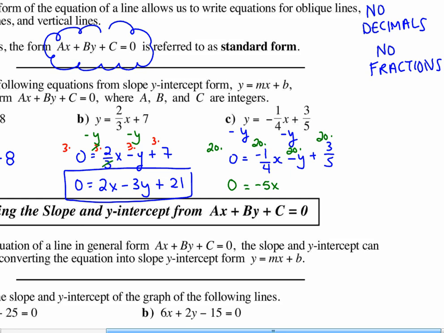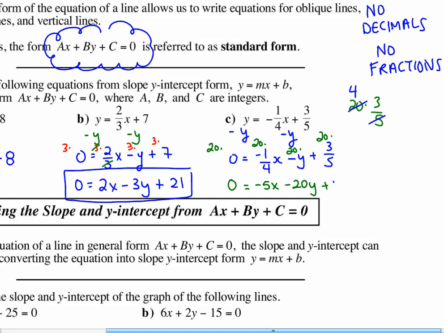20 times -y is -20y, plus, you can type it in your calculator if you want, 20 times 3 over 5. 12. Because 20 divided by 5 is what? 4 times 3 is 12. Okay, so here's a problem.